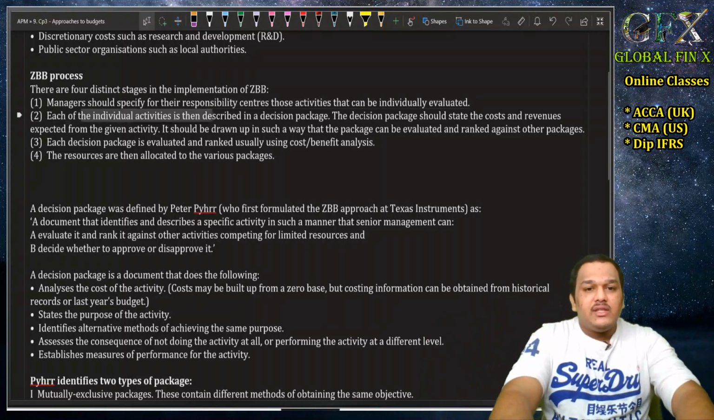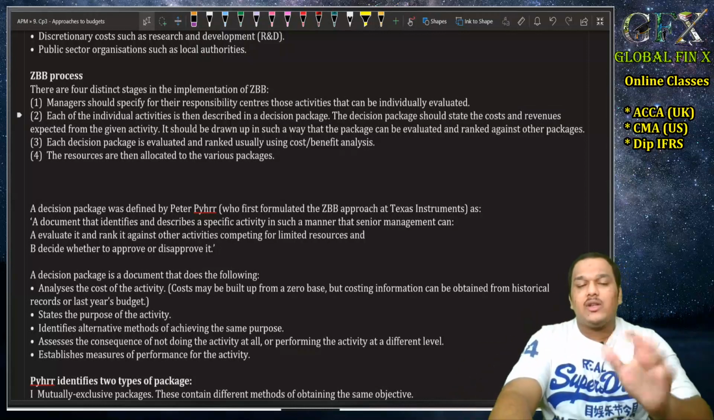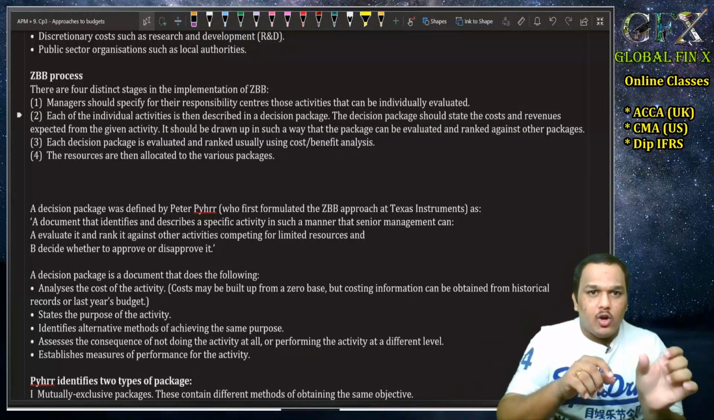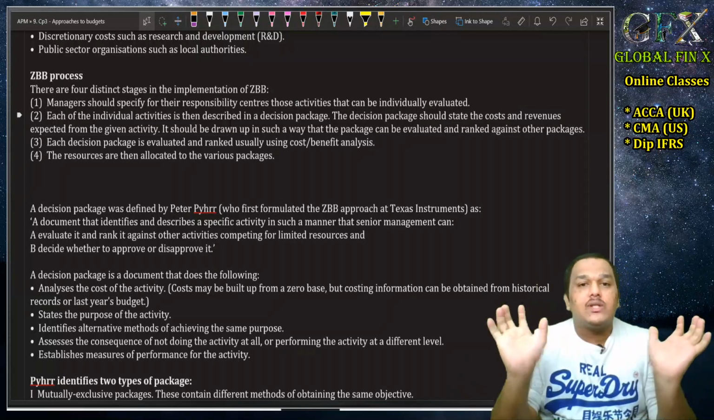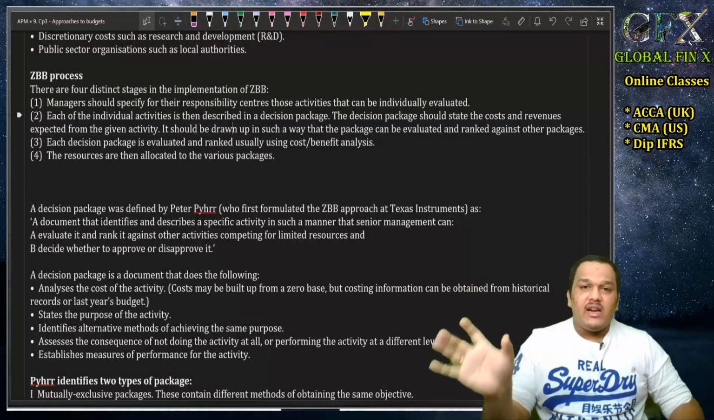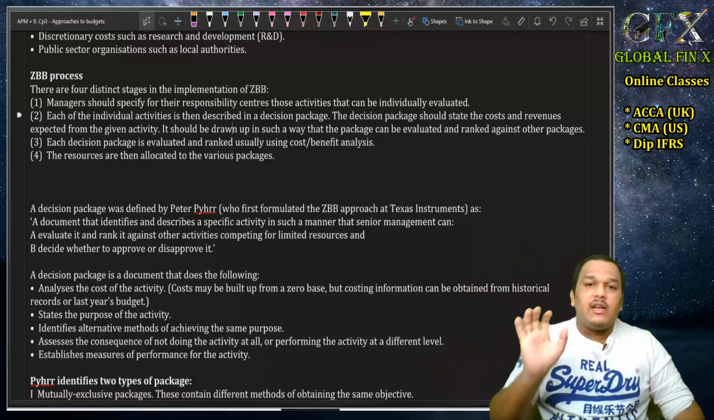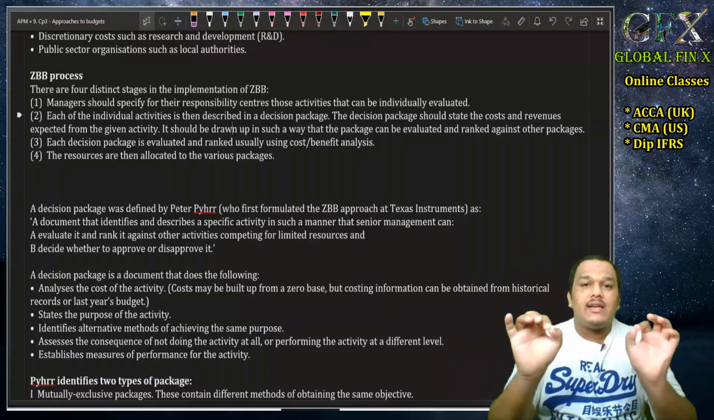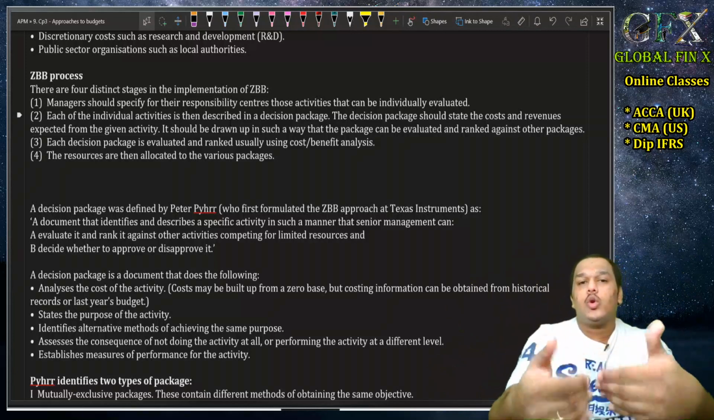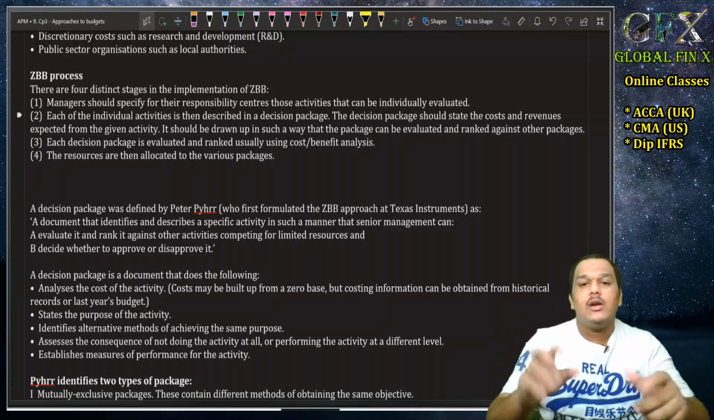Next one, each of the activities is then described in a decision package. So what is a decision package? We'll talk about that. Basically, it is like these are the costs that we need to incur. These are the revenues that are expected from that. For example, if I run a Facebook campaign, these are the costs I should incur. These are the revenues that are expected. So this is the net result of that. Now you take a decision whether you want to go over it or not, whether you want to approve that or not. That is called a decision package.